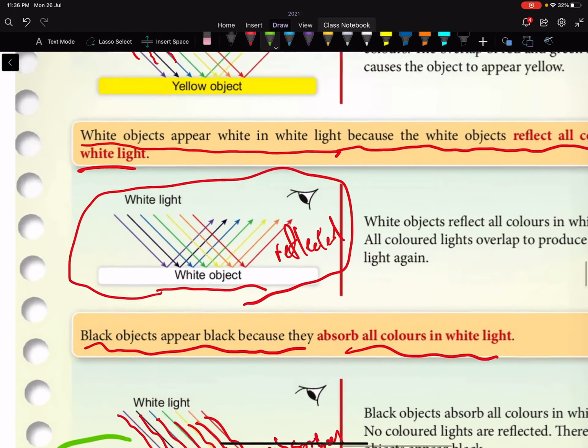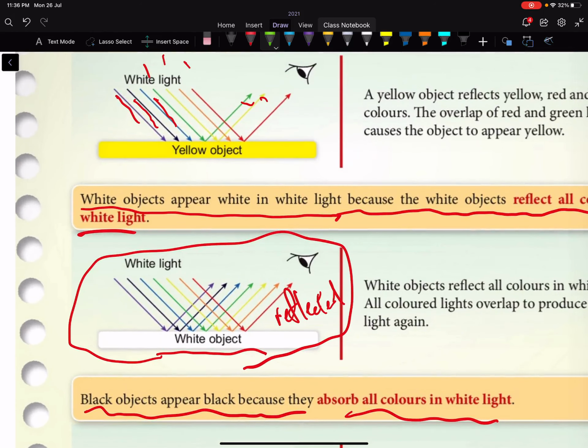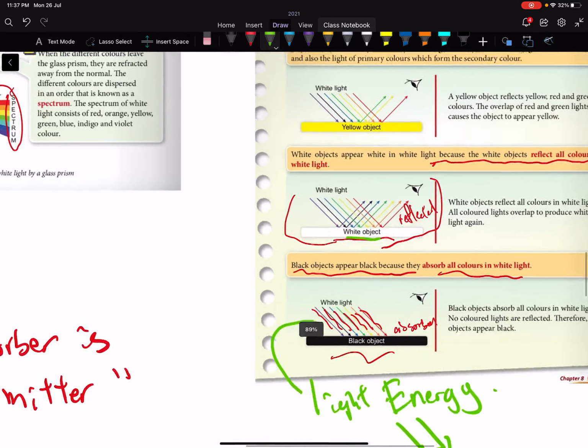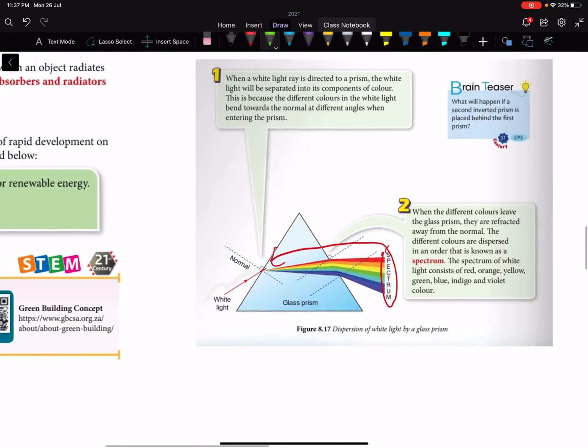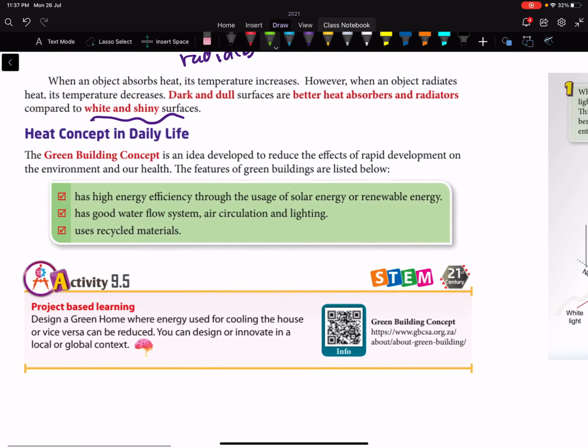Whereas if you have a situation where it's white or bright, a lot of the light energy is actually reflected, so it's not actually absorbed by the white object. Hence, the temperature does not increase as much. Now, that's for heat absorbers.